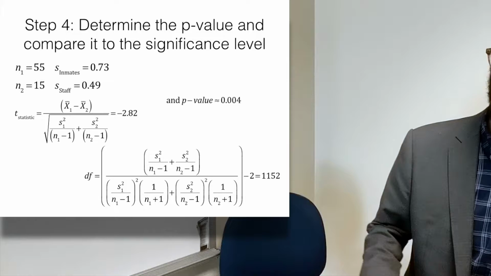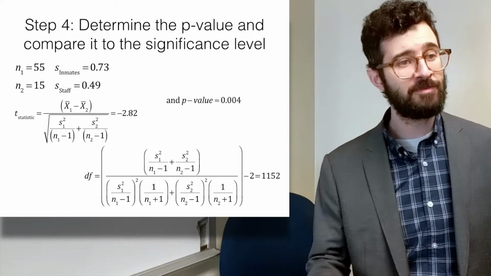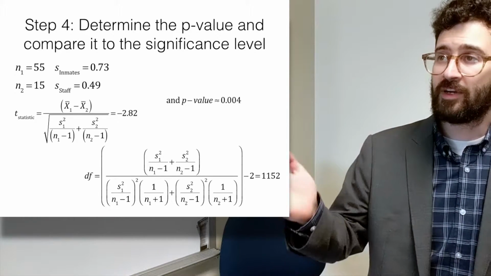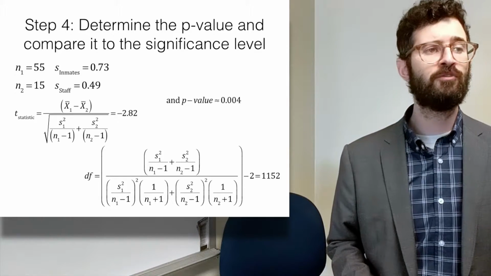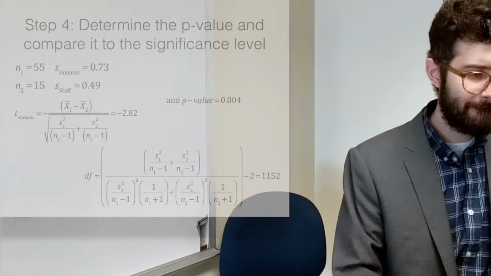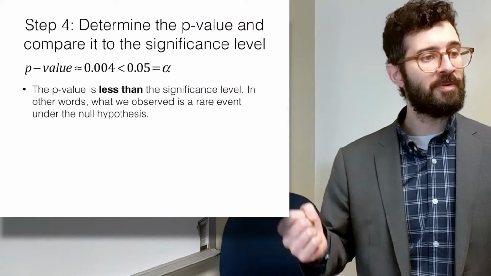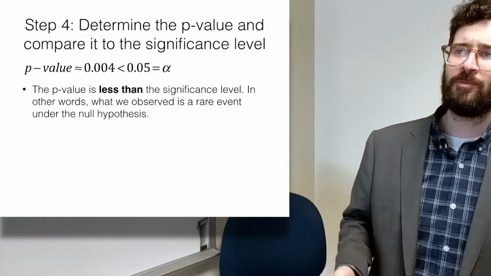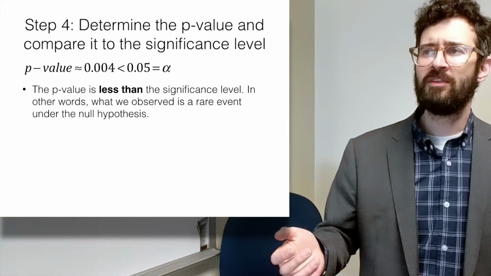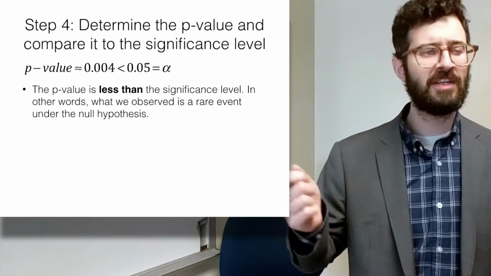I then calculate the p-value. So we do that using SPSS. Here I get a p-value of 0.004. I then compare the p-value to my alpha level. And once again, the p-value is less than the significance level.